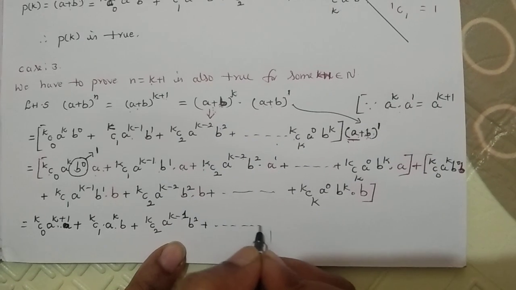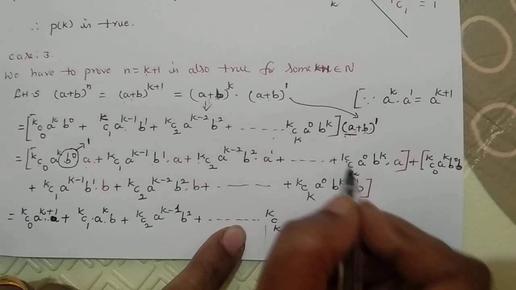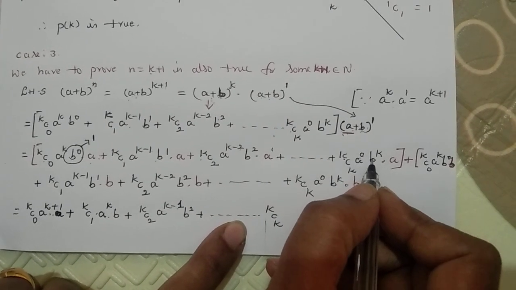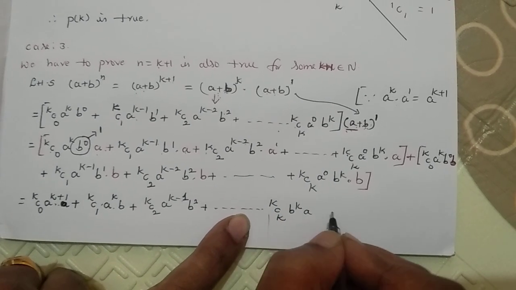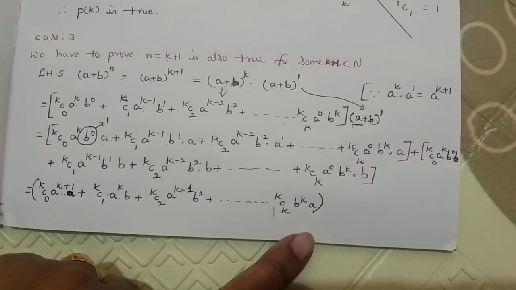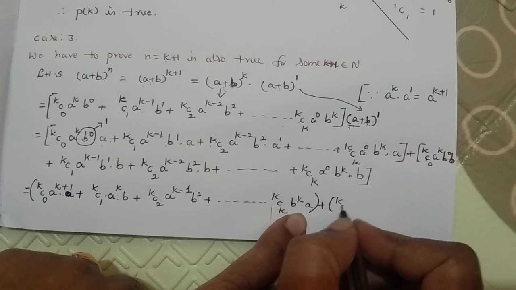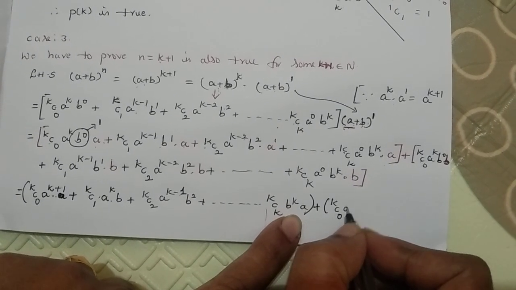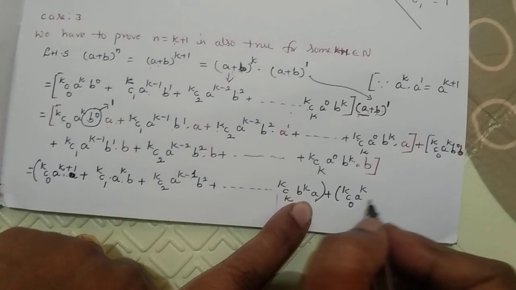Like this, so on. The last term is kck, any constant to the power of 0 is 1, so 1 into b power k into a. So this is the first one. Plus, second term: kc naught a to the power of k, and b power 0 is nothing but 1, under this b.